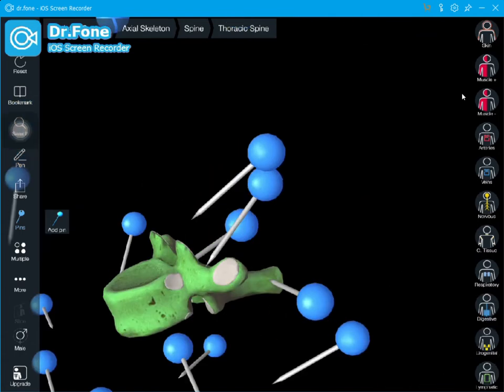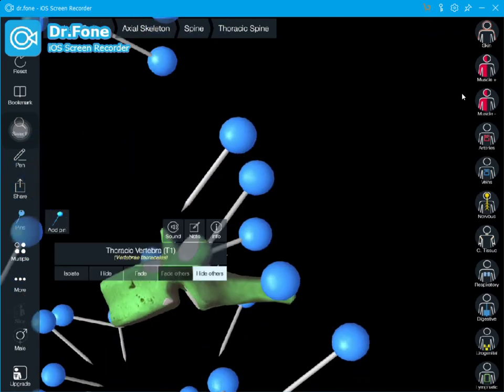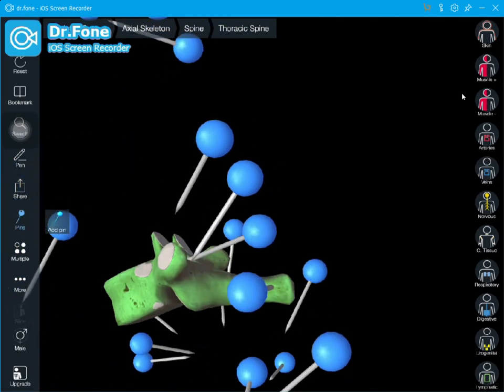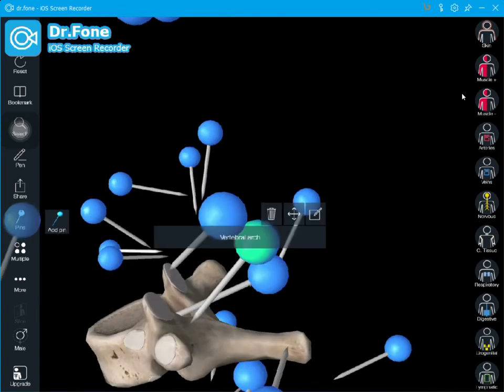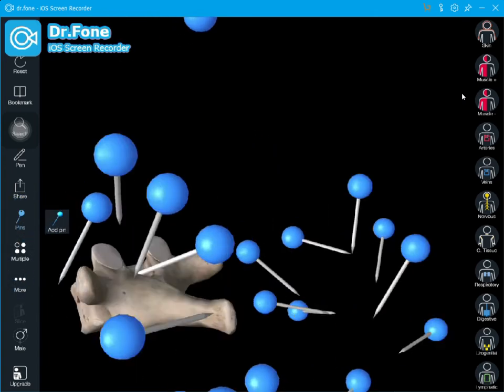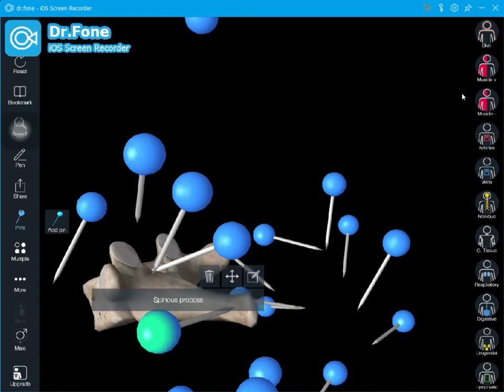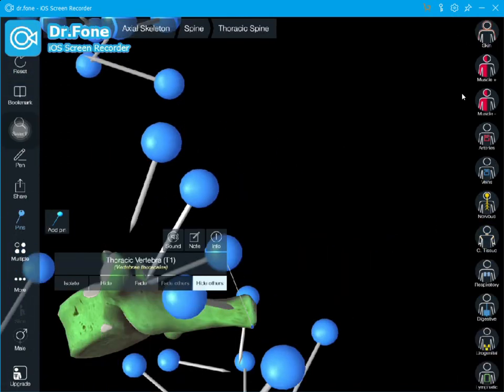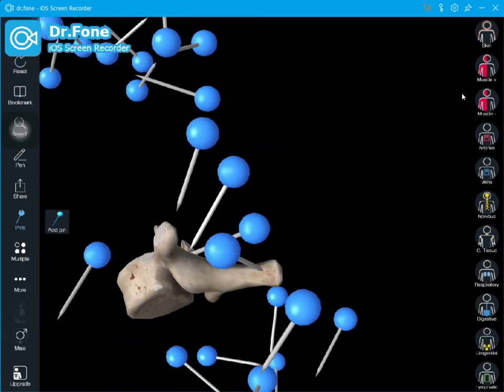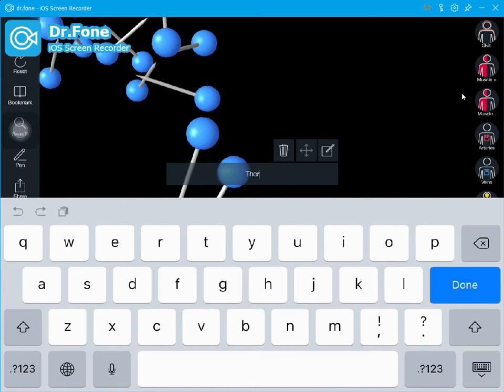The thoracic vertebra has... Let's see. Try and find the label thoracic. So apparently there's no label on this thoracic. I should probably label it myself. Thoracic vertebra.